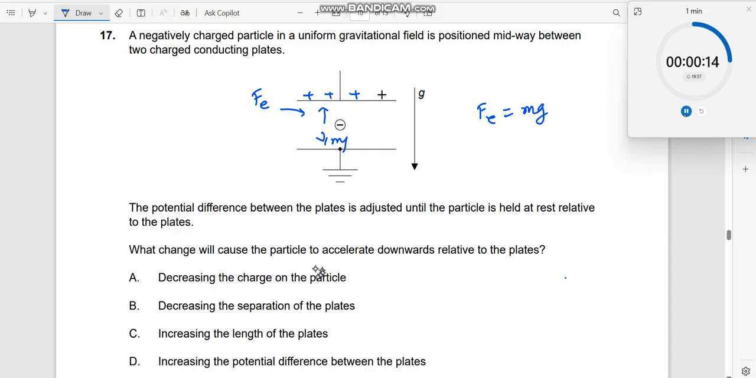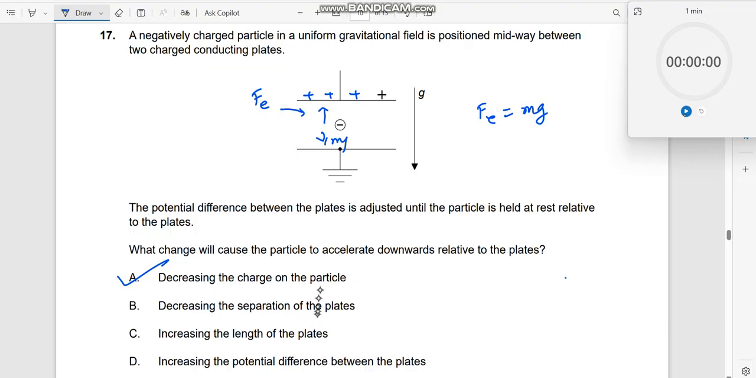Now, what change will cause the particle to accelerate downwards relative to the plates? Which means what? This force should be dominant as compared to this. This force should be more as compared to this. When will this happen? When the charge on the plate reduces, decreasing the charge on the particle. Will it happen if I reduce the charge on the particle? Definitely it will happen, because I am not going to change the potential here. So definitely it is going to happen. Thus you can say A is the right option. Luckily we got this one.